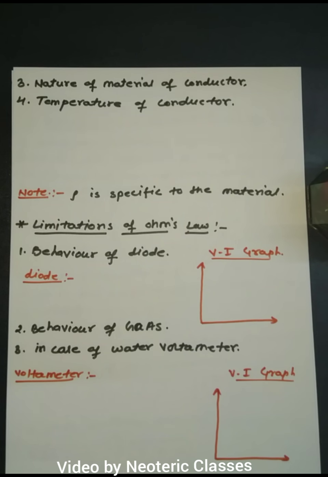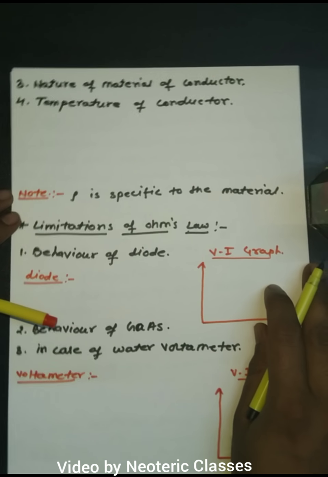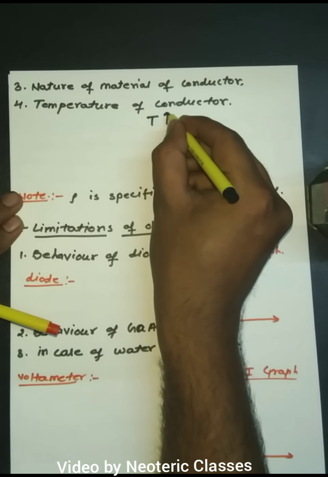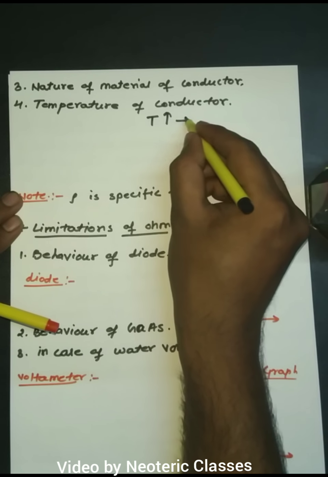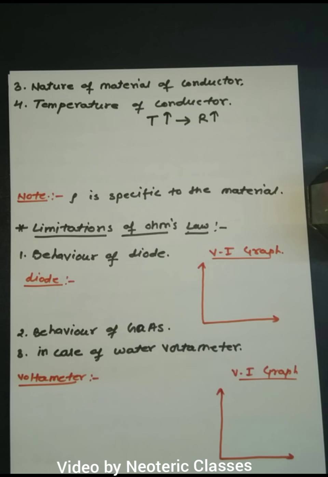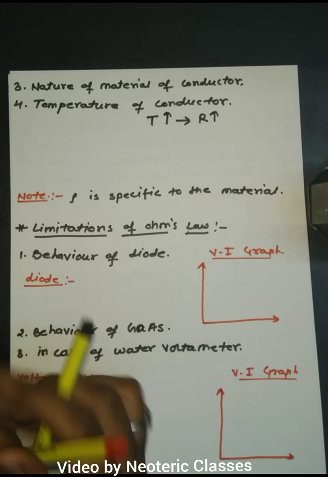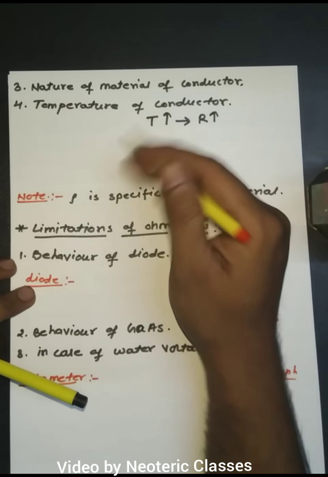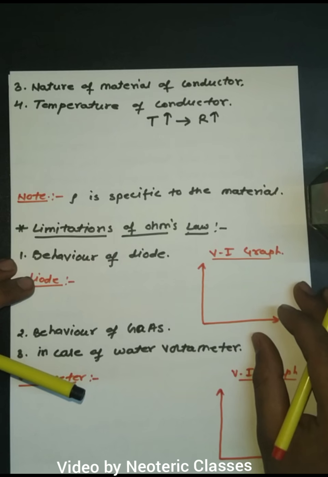Temperature of the conductor means that if you increase the temperature, the resistance will also increase. How is it possible, friends? It is possible because if you increase the temperature for some solid or some metal, what will happen?